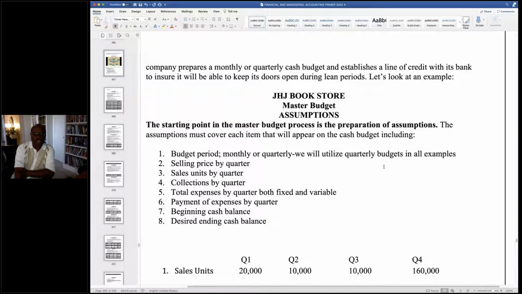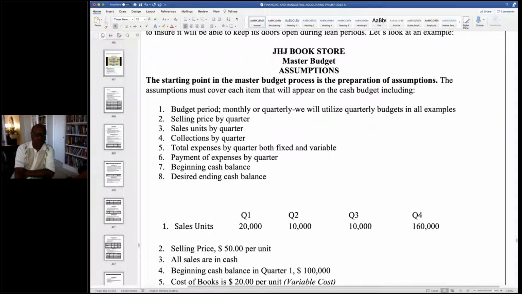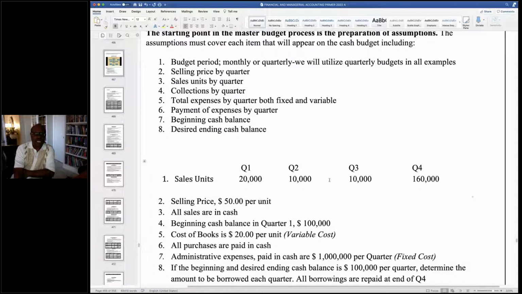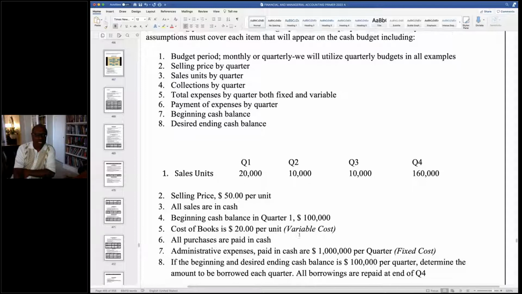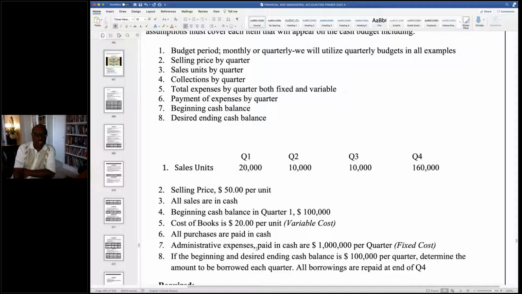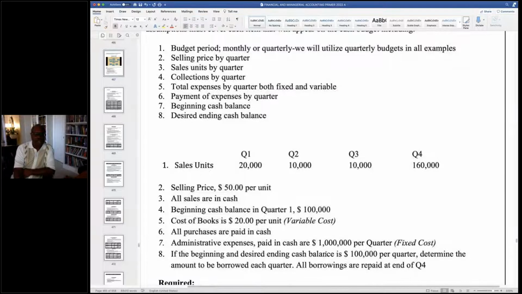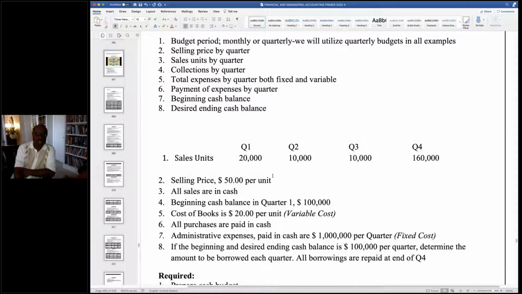Suppose we have J Bookstore. Its sales are going to be 20, 10, 10, and 160. Selling price is $50 a unit, all sales are cash. Beginning cash balance is 100. Cost of the books is $20. That's the variable cost. All purchases are paid in cash. Then administrative expenses are $1 million and they're fixed. And you want to have $100,000 in the bank at all times. So that's what we're trying to do.